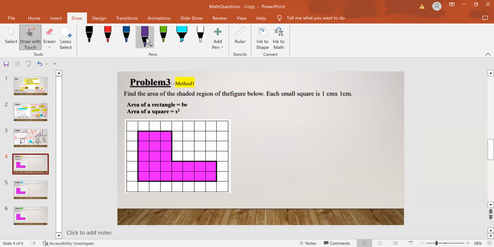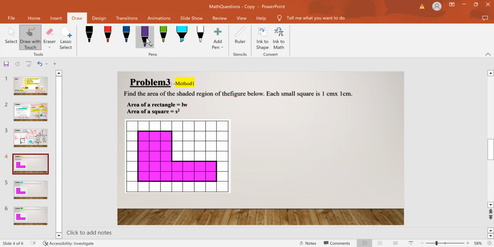Problem 3 is a geometry. Let's see. They say find the area of the shaded region of the figure below. Each small square is 1 centimeter times 1 centimeter. And they give you the formula. Area of a rectangle is LW. L is the length, W is the width. So length times width gives you the area of a rectangle.